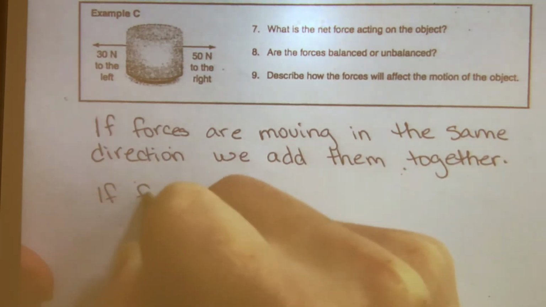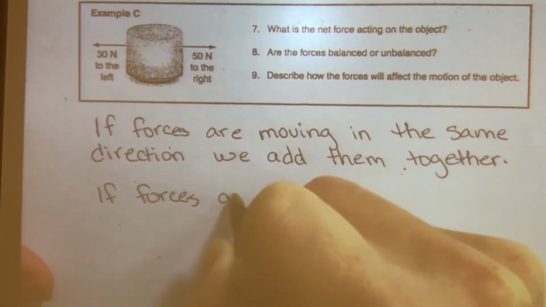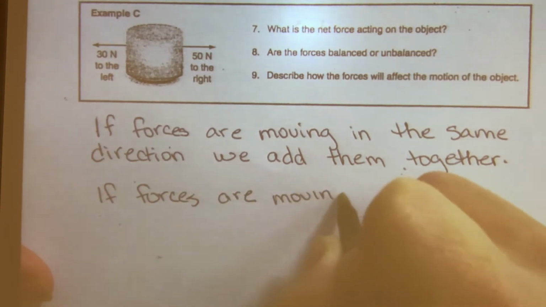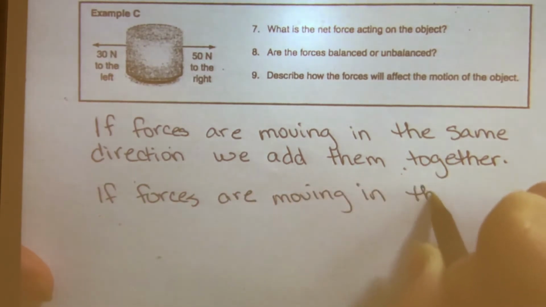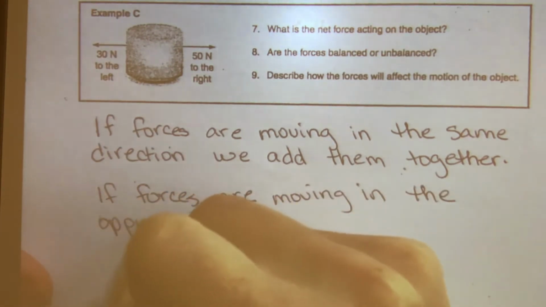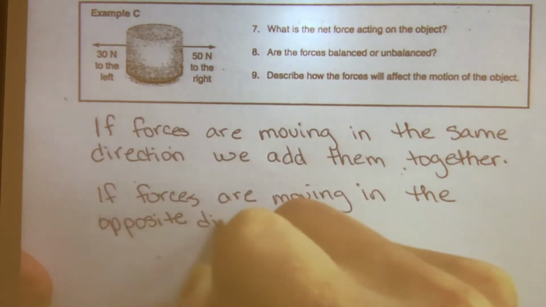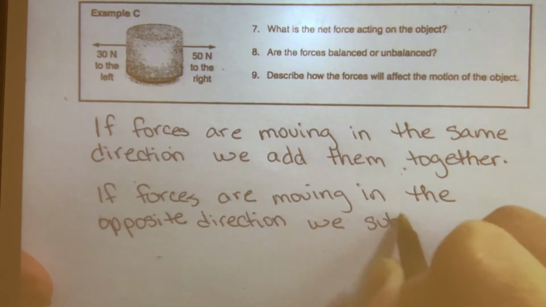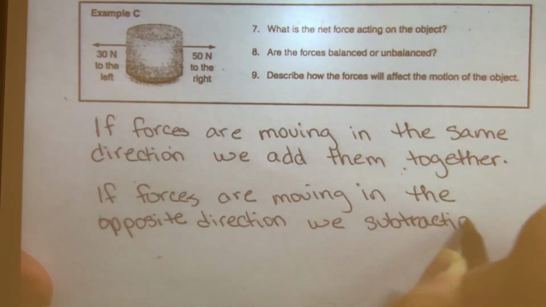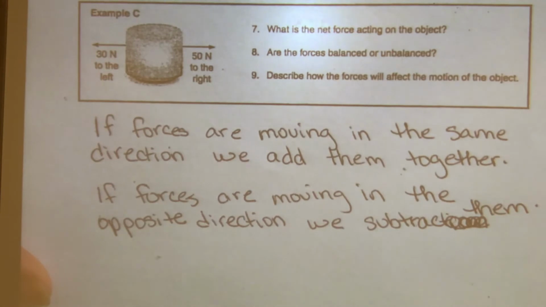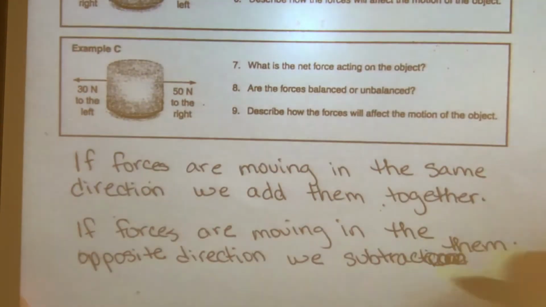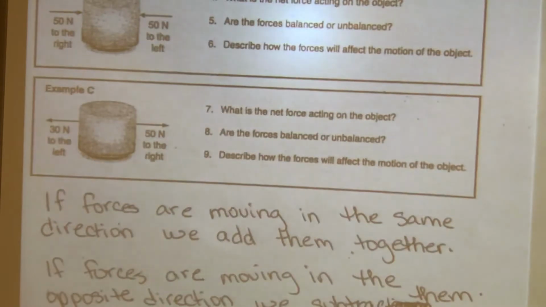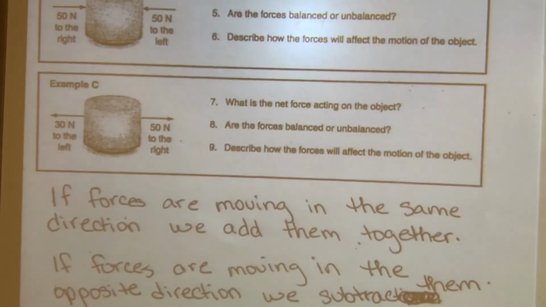If forces are moving in the opposite direction, we subtract them. Okay, so we write that down as our notes. So we have this written in at the bottom of our little sheet. If you don't have a printer, you can go ahead and draw these forces on there.